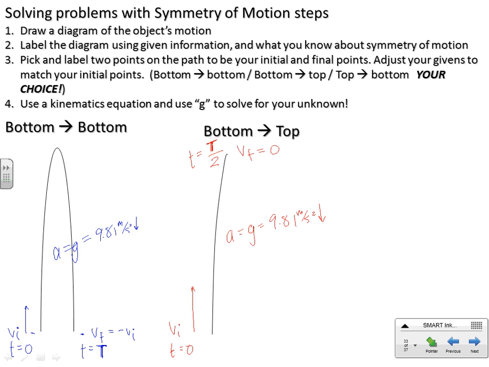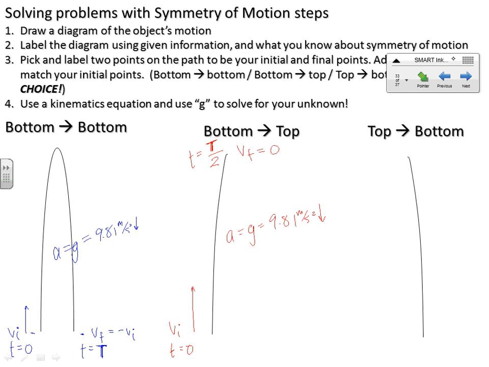Now, there are other situations in which it might be in your interest to say, I don't care what happened on the way up. I'm not going to start analyzing until it gets to the top. When it gets to the top, I'll start my analysis there. That's going to say the initial velocity is 0. Now, you're not necessarily going to know what VF is at the bottom, but it would have some VF going downward there. Again, A is still G, 9.81 meters per second squared downward.